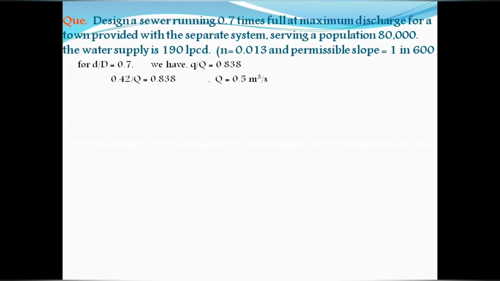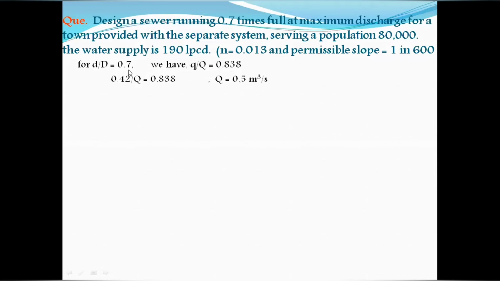Then after putting the value of small q as 0.42. Why is it taken as small q 0.42? Because at small q the sewer is not running full. Okay, that's why it is taken as small q. Capital Q indicates the quantity of sewage when the sewer is running full of sewage. So at that time the quantity of sewage is 0.5.